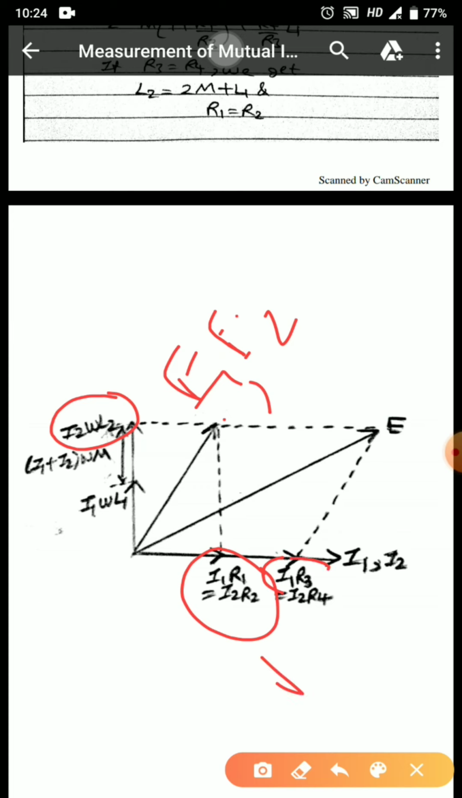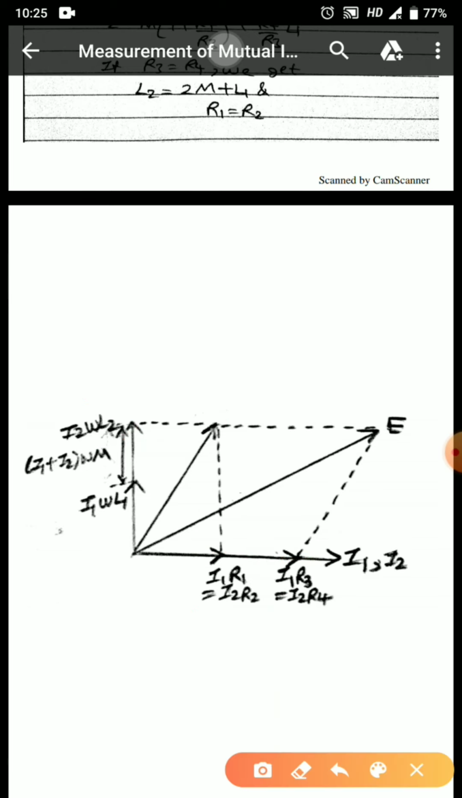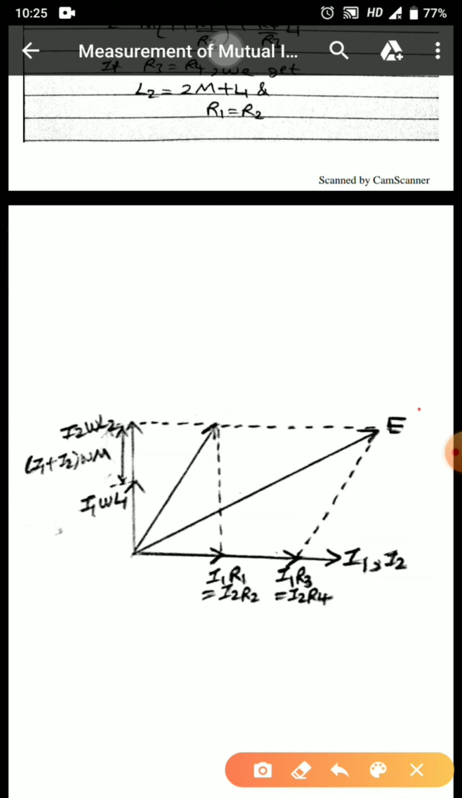We know that under bridge balance condition, E3 and E4 will be equal. Therefore I can write I1 R3 and I2 R4. Therefore the current components, I1 and I2, will be in phase. So this is my E3, this is my E1. To find out E, I have to take the phasor sum of E1 plus E3. Taking the phasor sum, I am getting the E quantity. From here we can clearly make out the full voltage E. It is leading the currents I1 and I2 that are flowing through the upper branch and the lower branch. So this is the phasor diagram for Heaviside's mutual inductance bridge.